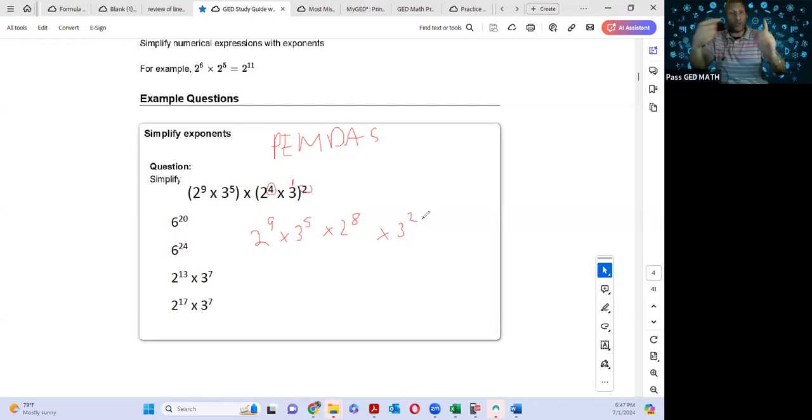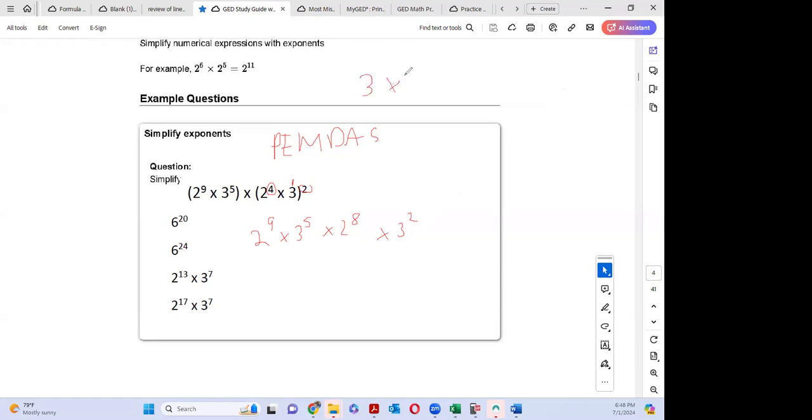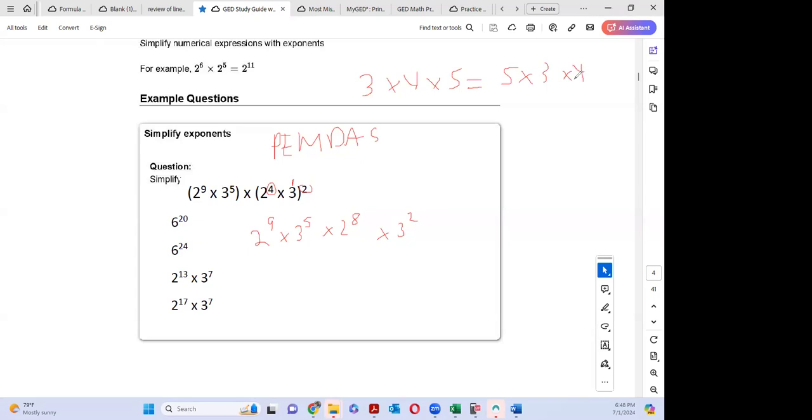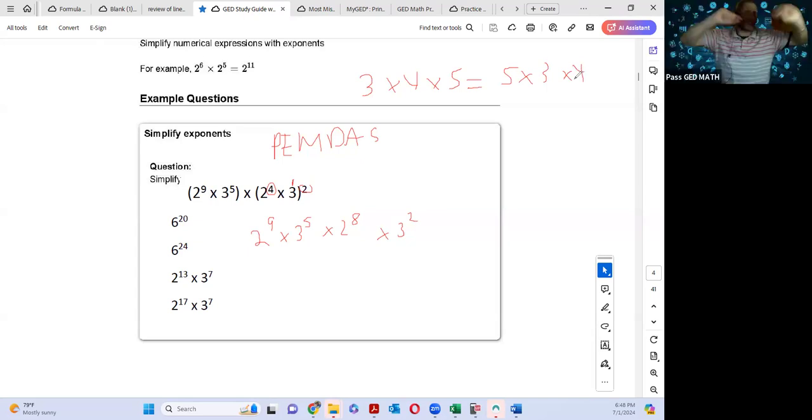You should know the associative and commutative properties. They tell you that if I rearrange the parentheses or put them in a different order, let me put it in layman's terms. 3 times 4 times 5 is the same as 5 times 3 times 4. Doesn't matter what order you put them in. Does everybody understand that? That's layman's terms. We're not even going to go through commutative and associative.